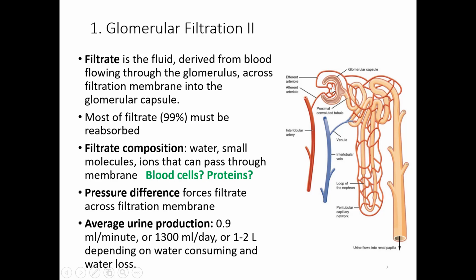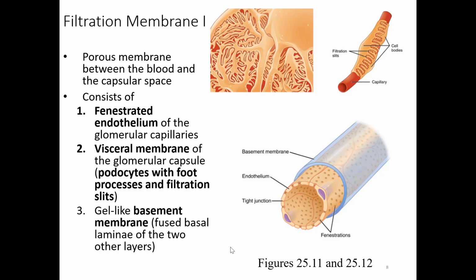What moves water from the capillaries right here, from the glomerulus into the capsule? Pressure difference. Right here in the glomerulus, pressure is higher. Average urine production will be 0.9 milliliters per minute, or in the whole day it would be 1,300 milliliters, or approximately from 1 to 2 liters of urine, depending on how much water we consume and how much water we lose with sweating and urine.